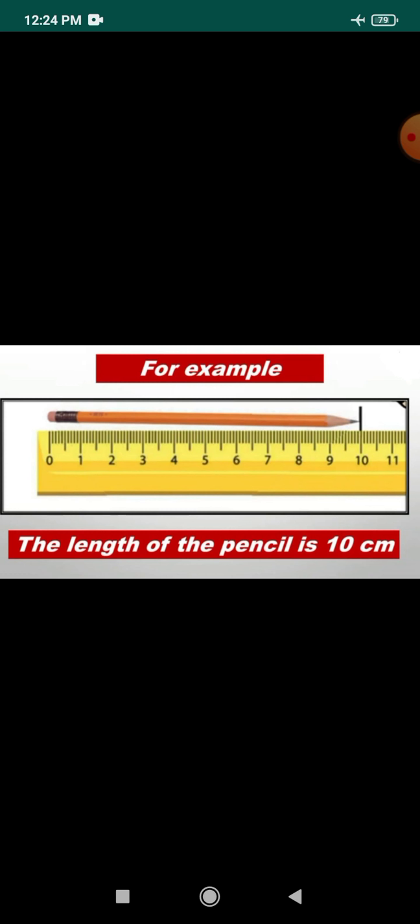I hope that you all understand what centimeter and meter are, and how to use the centimeter to measure your small objects.